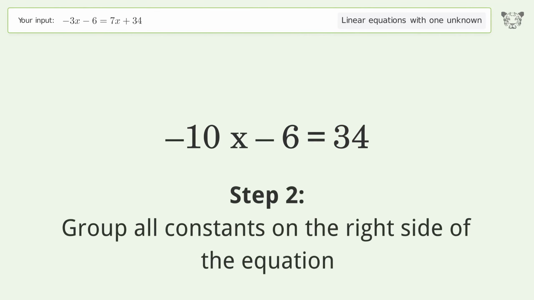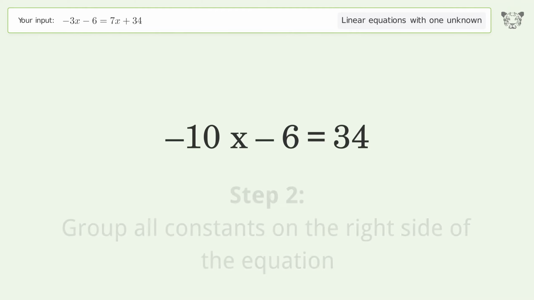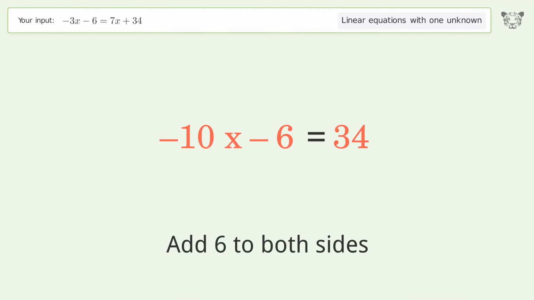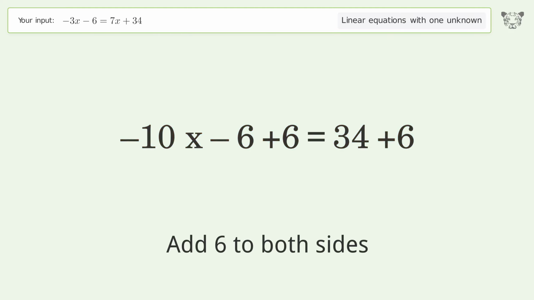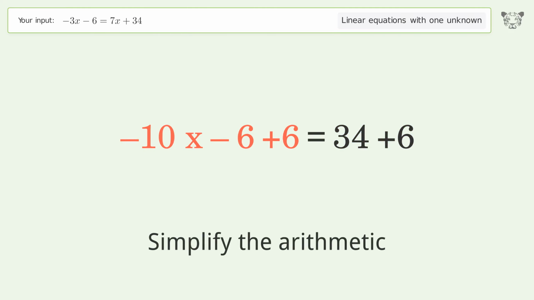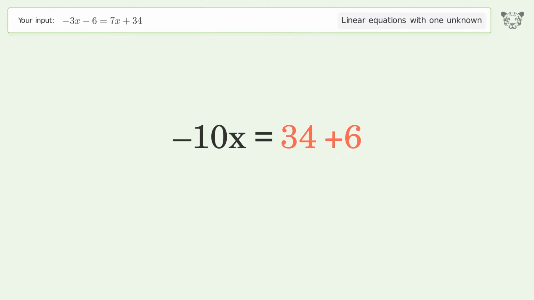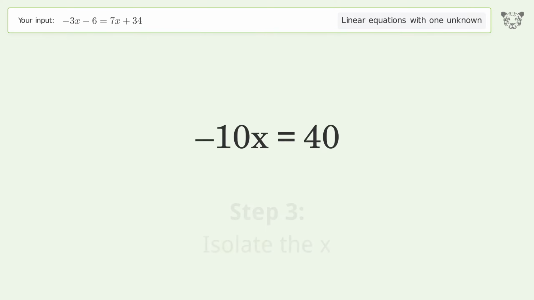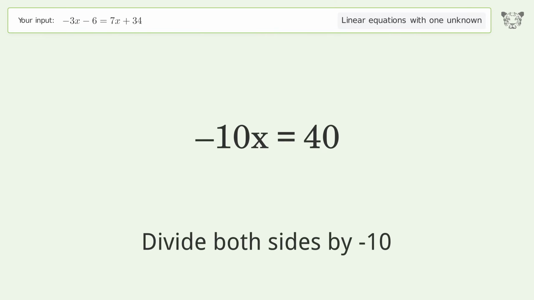Group all constants on the right side of the equation. Add 6 to both sides. Simplify the arithmetic. Isolate the x. Divide both sides by -10.